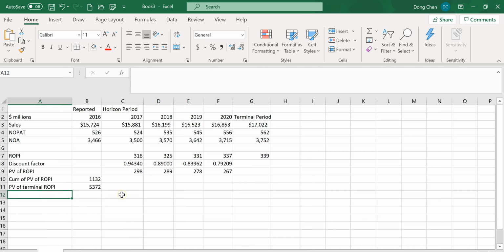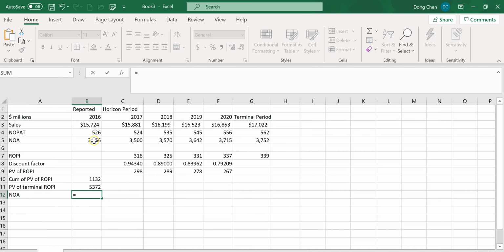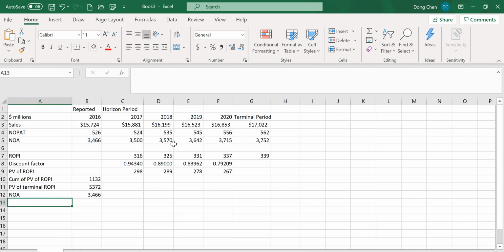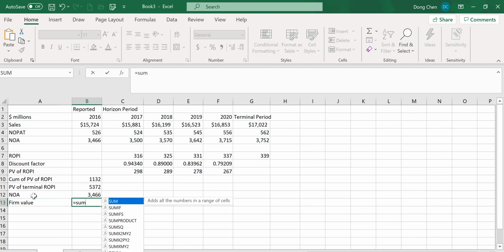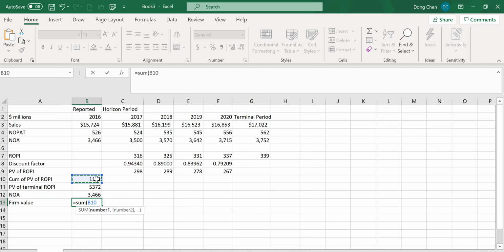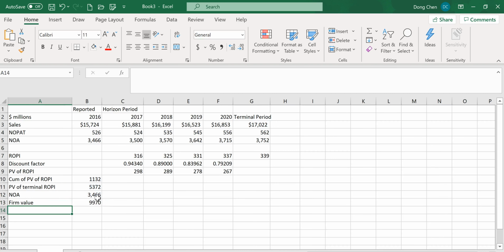And then NOA for this year is simply the reported number, right? Because for the present value of the firm based on the ROPI model, I need to add NOA. So then the firm value will be the sum of these three numbers here: cumulative present value of the ROPI of the horizon, present value of the terminal ROPI, and NOA.